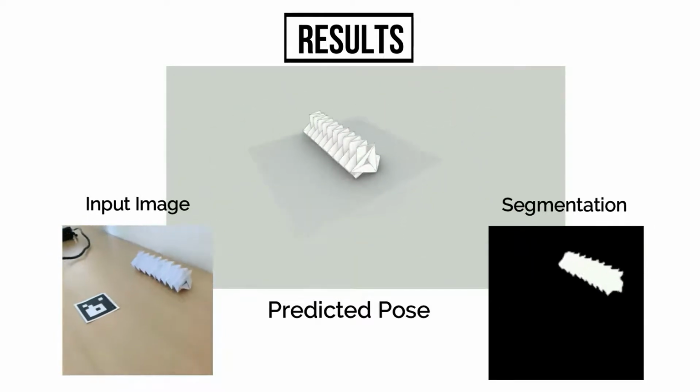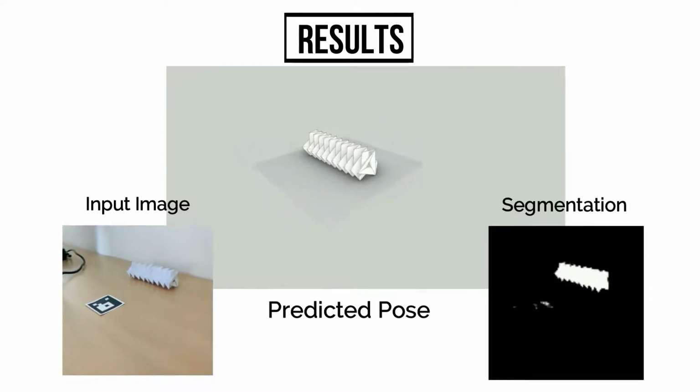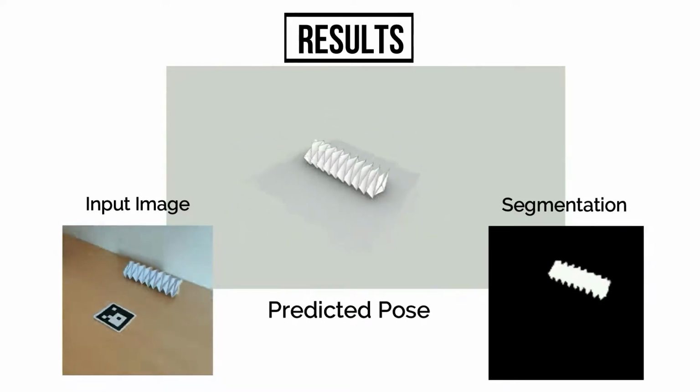We showed that the network is capable of tracking multiple shapes of origami with great accuracy for both pose and segmentation.